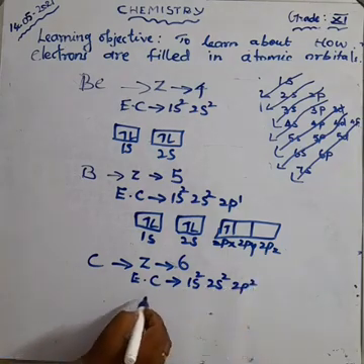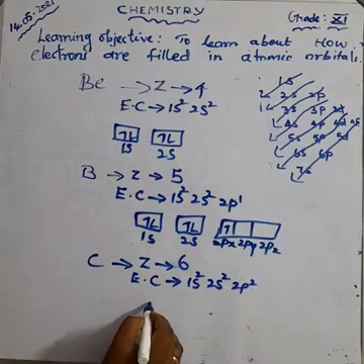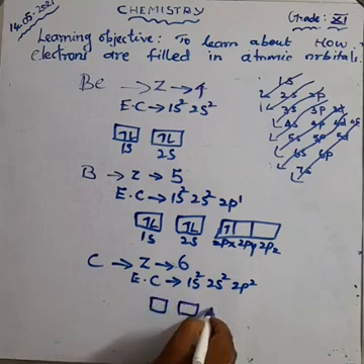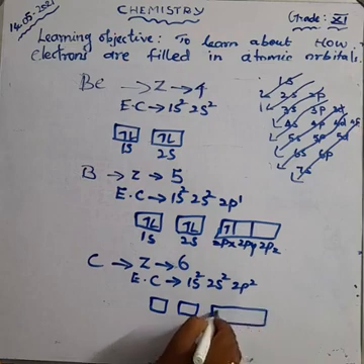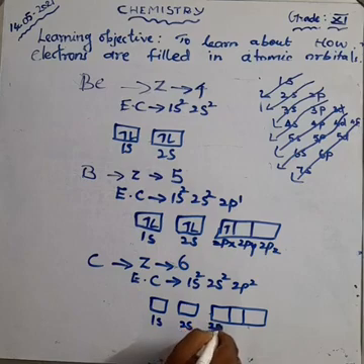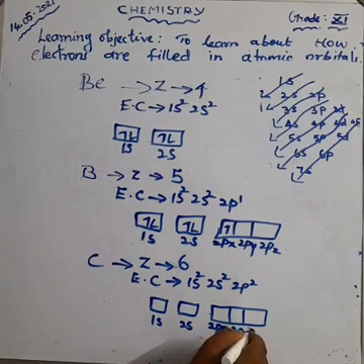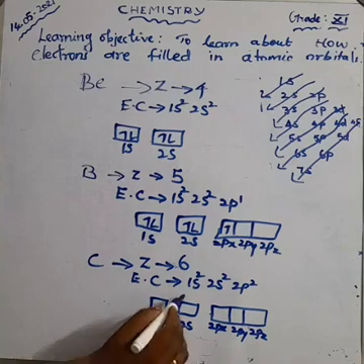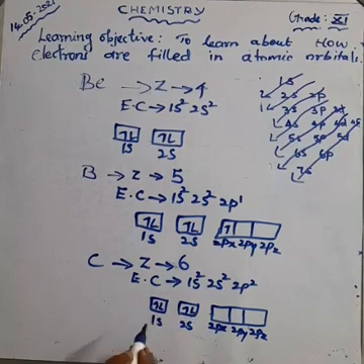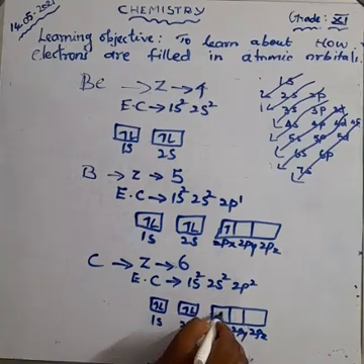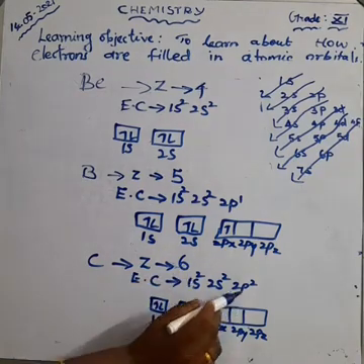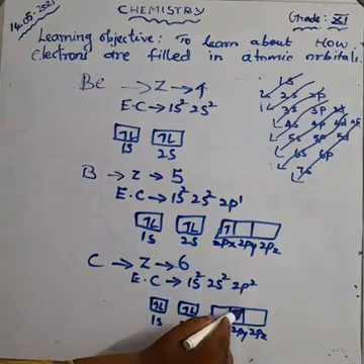So how to draw the atomic orbital diagram? 1s orbital, 2s orbital, 2p orbital: 1s, 2s, 2px, 2py, 2pz. In the carbon atom there are 2 electrons in 1s, 2 electrons in 2s, and 2 electrons in the p orbital. How to fill these 2 electrons in the p orbital?